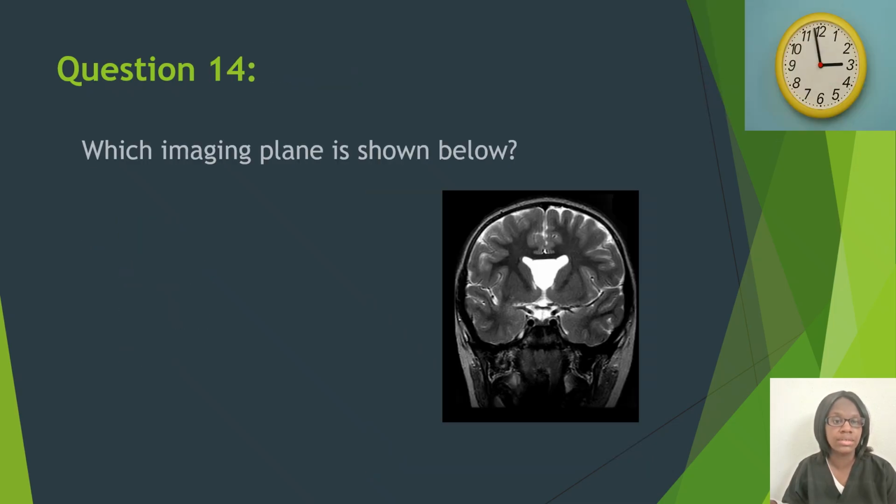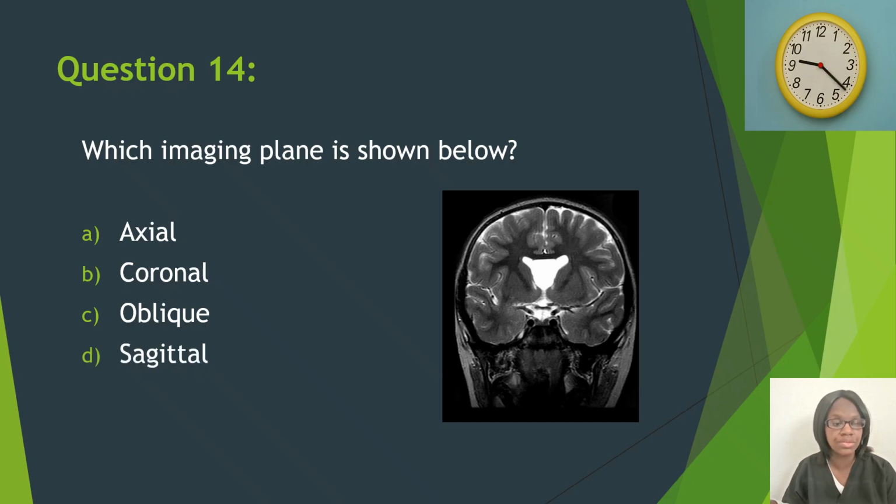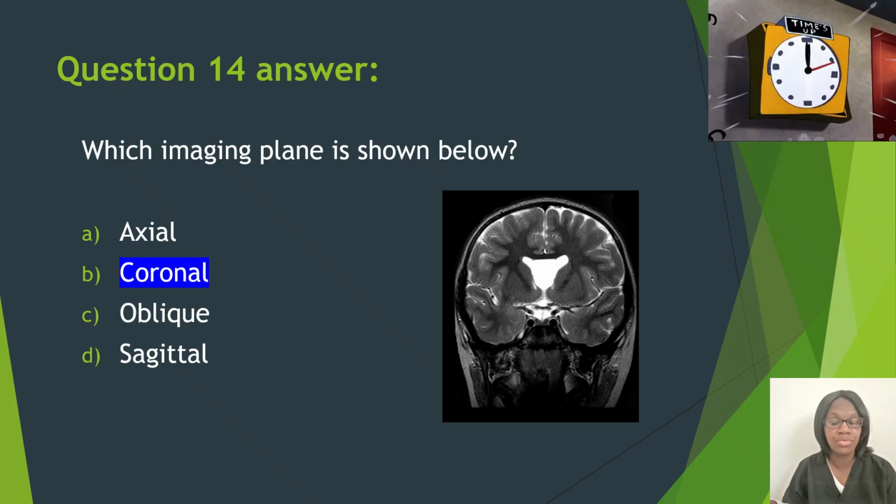Question 14. Which imaging plane is shown below? A, axial, B, coronal, C, oblique, D, sagittal. All right, the correct answer is B, coronal.